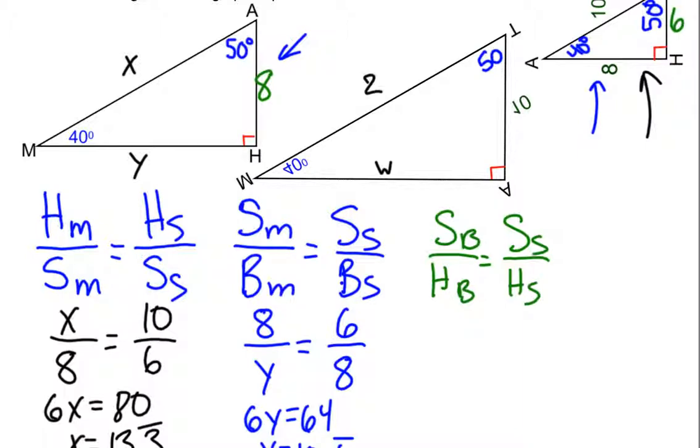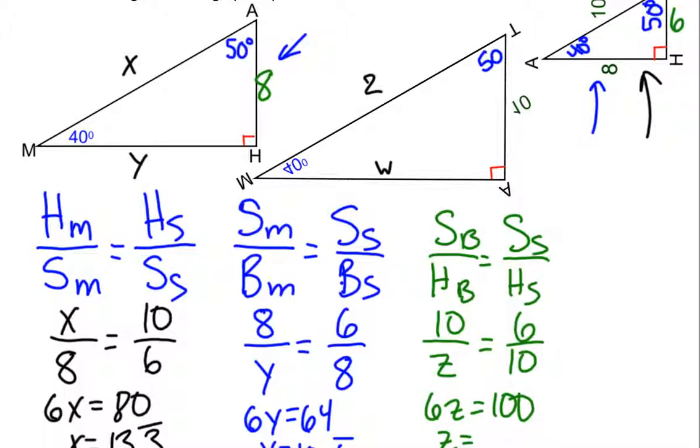Awesome. So let's go with some numbers. The side of the big triangle is 10. The hypotenuse is z, which we're trying to find. That's 6 over 10. So 6z is the same as 100, meaning z is 16 and 2/3, which is 16.6 repeating. We've got one more. We're almost done. We need to solve for w, the bottom.